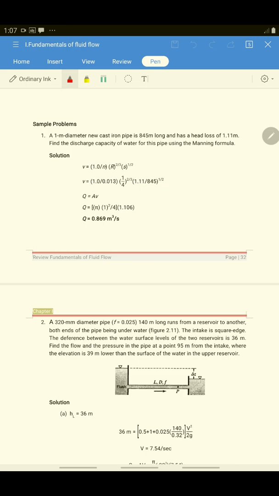Okay, we will try this example. We will try to work out this sample problem. So for number 1, a 1 meter diameter new cast iron pipe is 845 meters long and has a head loss of 1.11 meters. Find the discharge capacity of water for this pipe using Manning's formula.